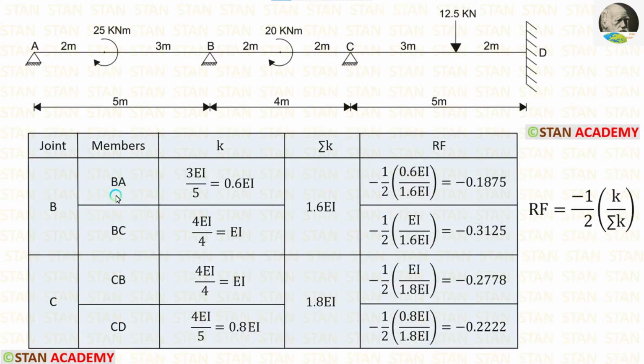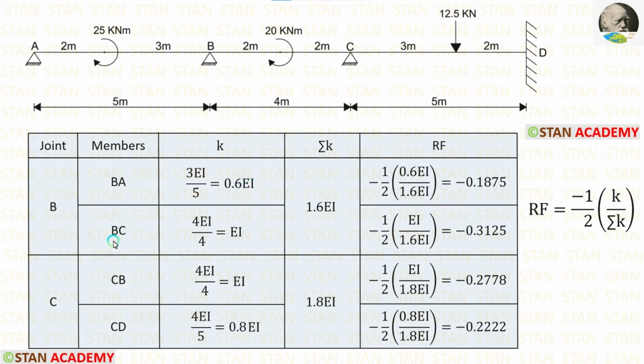First, let us calculate the stiffness for BA. For that, from the joint B, we have to look at the point A. In the point A, there is a hinged support. If the far end is hinged, the formula is 3EI upon L. Length of BA is 5 meter. Let us apply that. Finally, we are getting 0.6 EI.